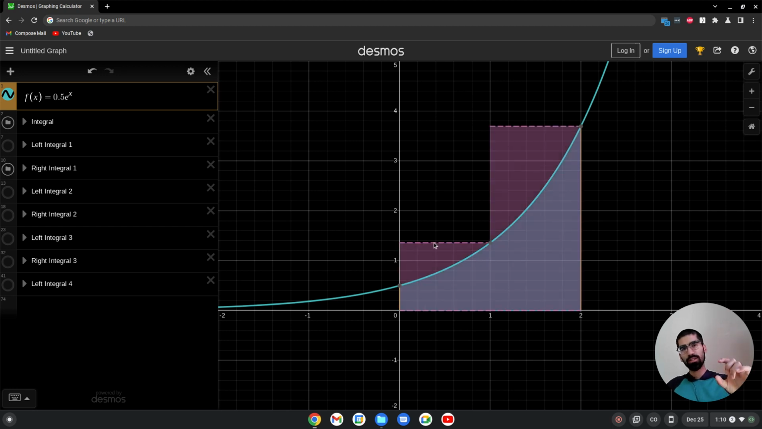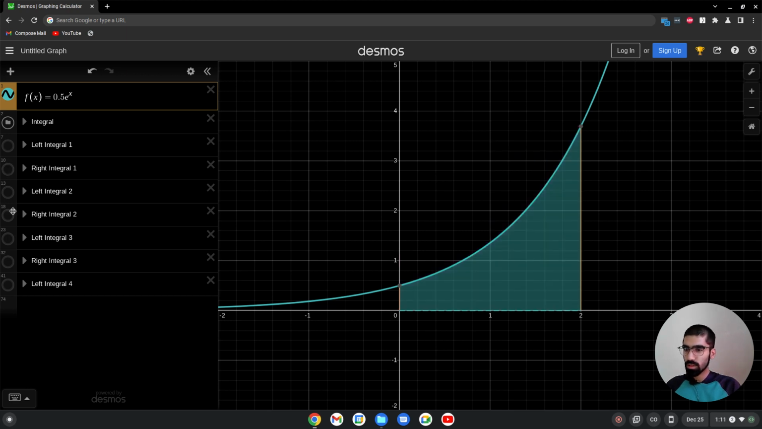Now we're making the rectangles as tall as possible with the right corner still touching the curve. And now you can see I'm overestimating. Same thing if I get more precise, right? I'm still overestimating. I can keep on getting more and more precise. I'm still overestimating. So this is the difference between what we call a left integral and a right integral.